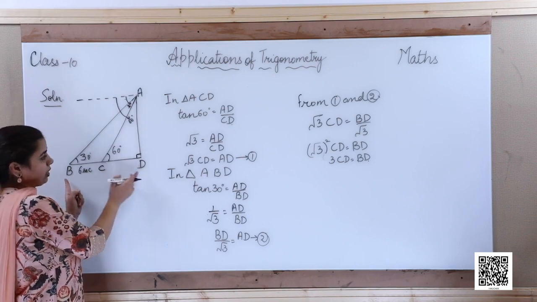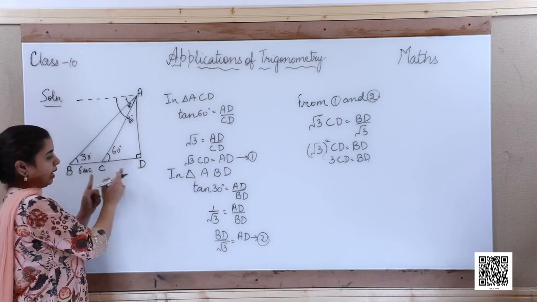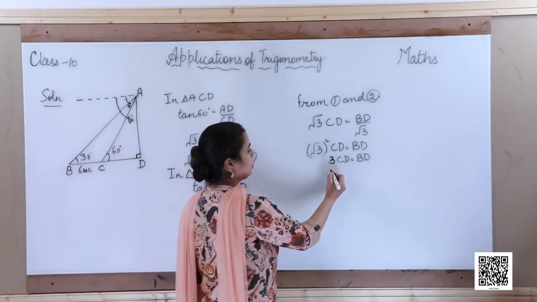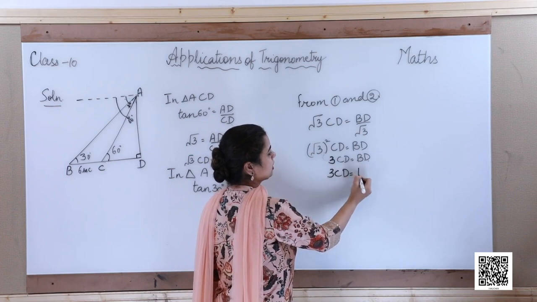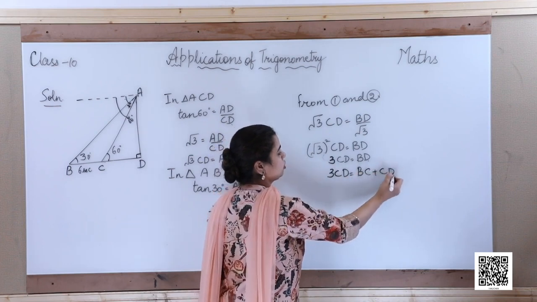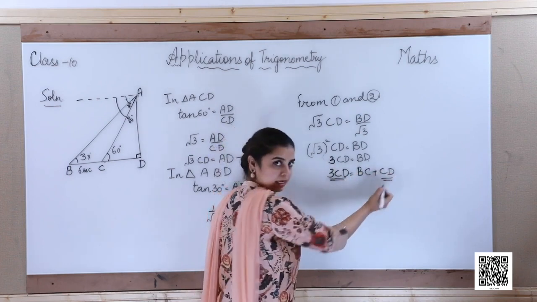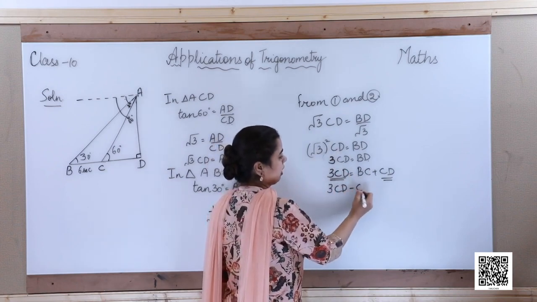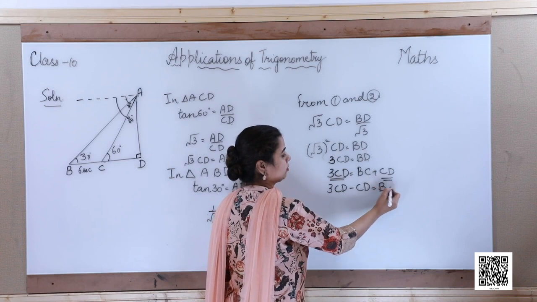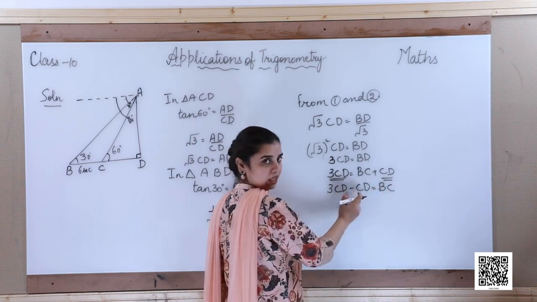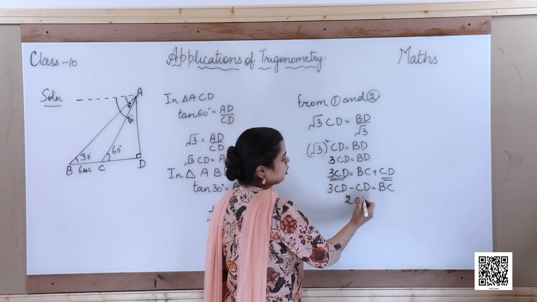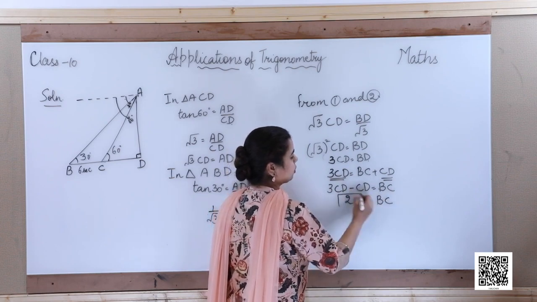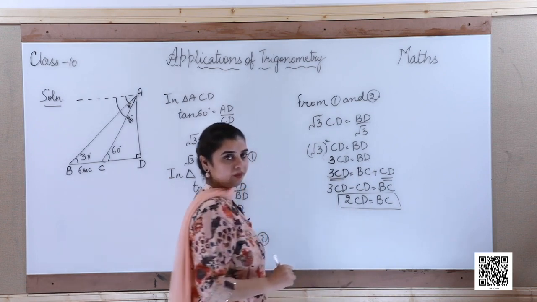But BD comprises of two parts. One is BC and another is CD. So here we will write 3 times CD is equal to BC plus CD. CD is on this side also and on this side also. Let us take them together. 3 times CD minus CD is equal to BC. 3 times CD minus 1 times CD, it will give me 2 times CD is equal to BC. So here I have found a relation between BC and CD.